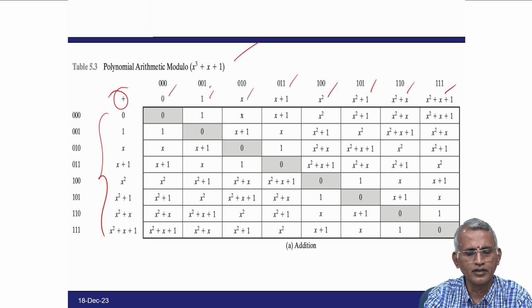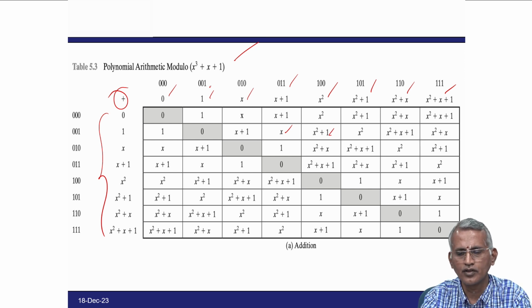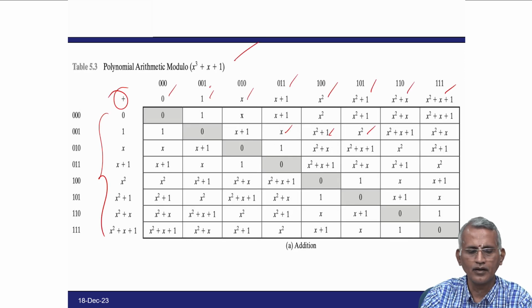Now, 1 plus 0 is 1, 1 plus 1 is 0, 1 plus x is 1 plus x, 1 plus x plus 1 is x, because 1 plus 1 is 0. 1 plus x square is x square plus 1, and here x square plus 1 plus 1 is x square plus x plus 1 will come. 1 plus x square plus x is x square plus x plus 1, and x square plus x plus 1 is, the 1s get cancelled, x square plus x.